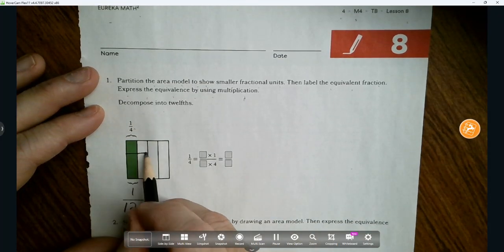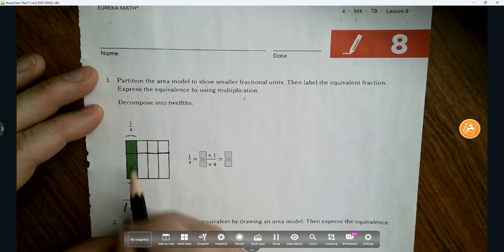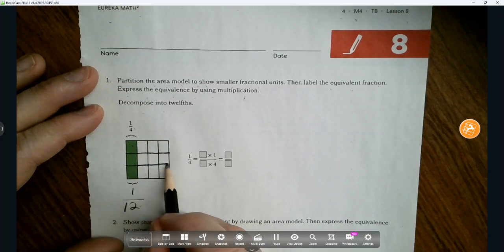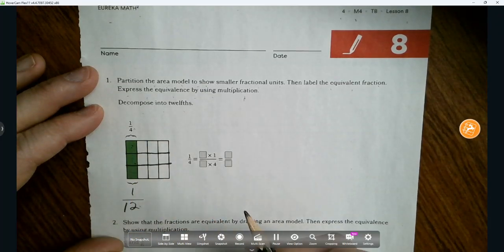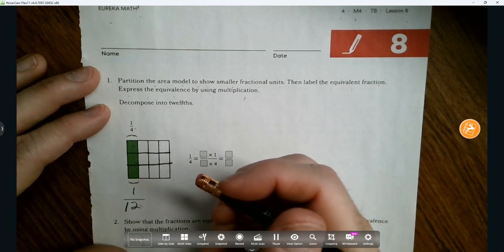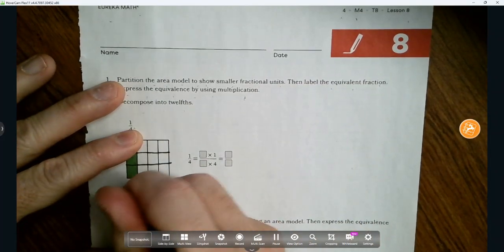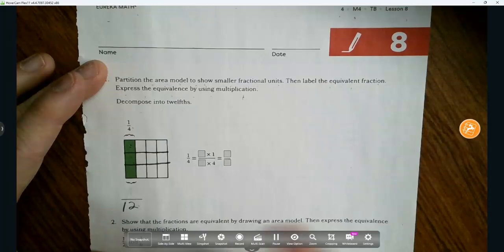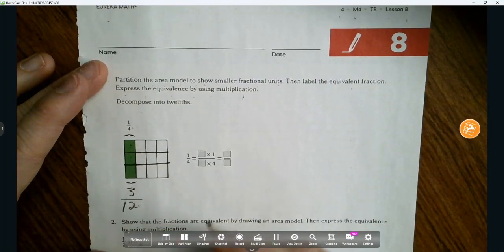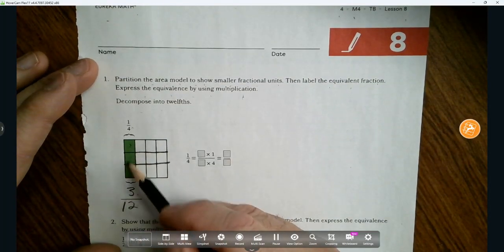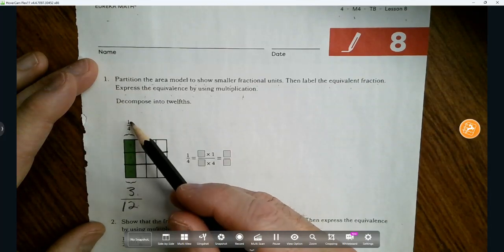Okay, that means we need 3 sections. So we have 1, 2 sections. We have 1, 2, 3 sections. So this 1/12 that I wrote there, that's not really what it's going to be. We're going to take that off. We're going to put a 3 there because 3/12, 1, 2, 3, if we look at the dark green, is the same as 1/4.